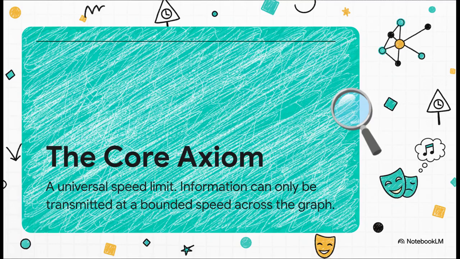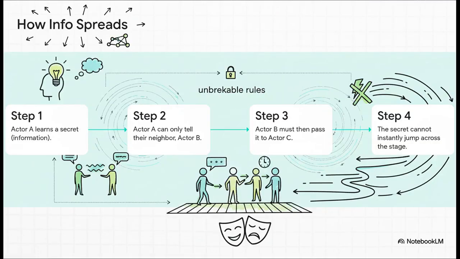It's kind of like in physics, where nothing can go faster than the speed of light. Well, in these systems, information can't just teleport from one place to another. It actually has to travel from node to node, and that takes time. So, for example, let's say actor A learns a juicy secret. They can't just shout it across the stage to actor Z. Nope. They have to pass it to their immediate neighbor, actor B. And then actor B has to pass it to their neighbor, and so on and so on. That information has to travel along the connections of the graph. There are no shortcuts, no instantaneous leaps.